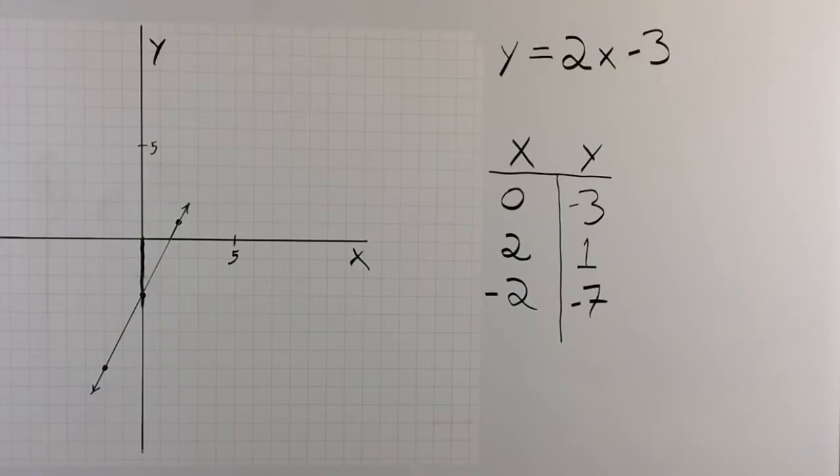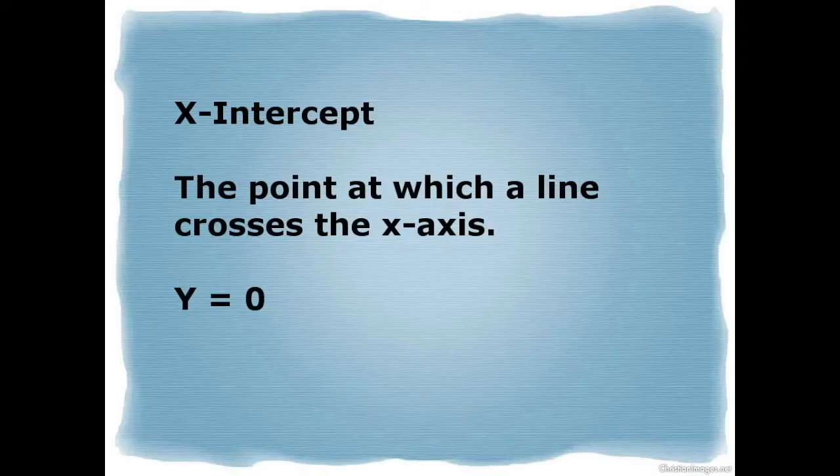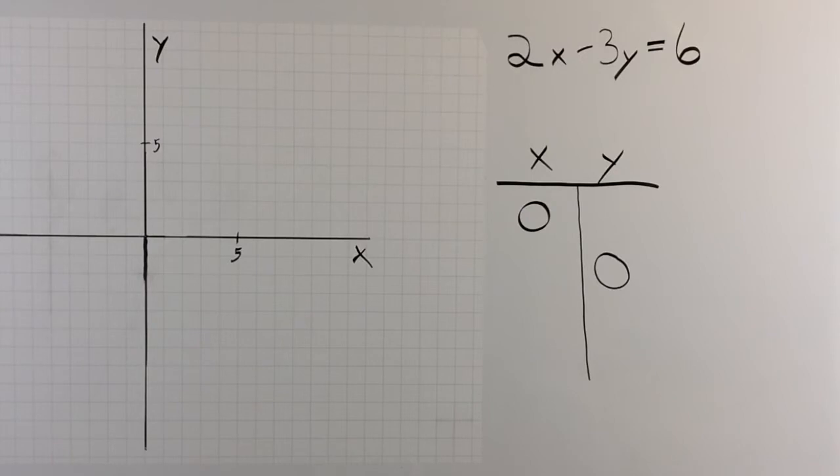Let's look at another equation. Our next equation is 2x minus 3y equals 6. So let's plot a couple of points, and of course you already know my favorite points are 0, because when x equals 0, that is the y-intercept, and when y equals 0, that is the x-intercept. X-intercept, the point at which a line crosses the x-axis. Y equals 0. Y-intercept, the point at which a line crosses the y-axis. X equals 0. So let's come up with a value for y when x equals 0.